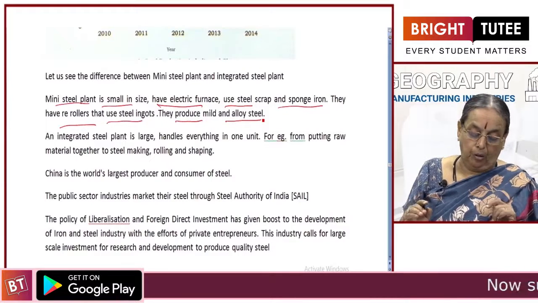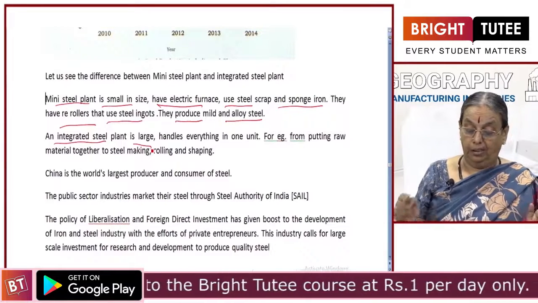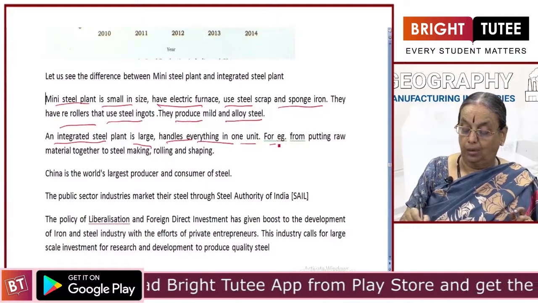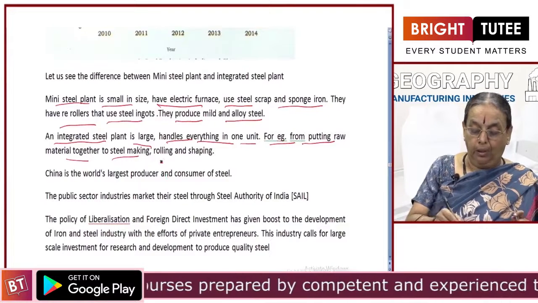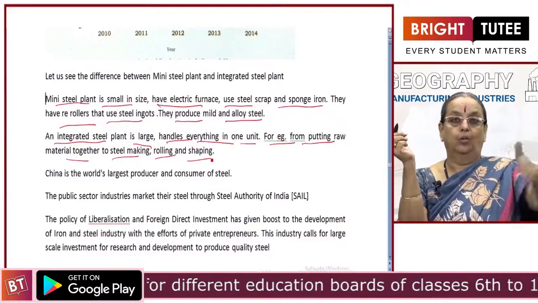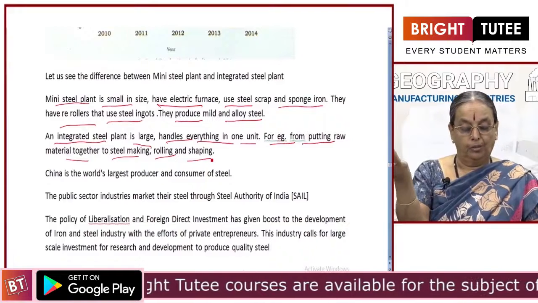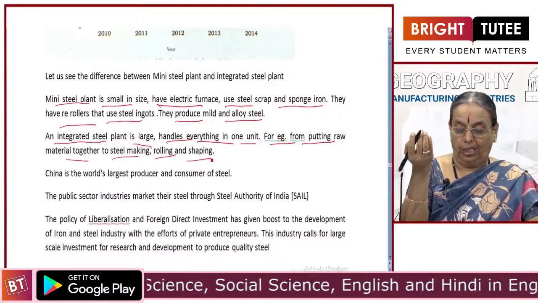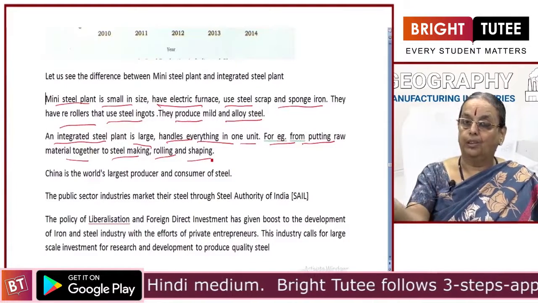Where coal is used as a raw material or energy resource. Fine. So, the integrated steel plants are comparatively larger in size and they handle everything in one unit, in one complex. That is, right from putting the raw material together to steel making, rolling, and shaping, all these are done in one unit. That means it is done in small units which are finally rolled out into the finished product, and which are located very close to each other. So, the integrated steel plant is comparatively large. It handles more things which are located adjacent to each other. So, the finished product is rolled out from one unit to the other.